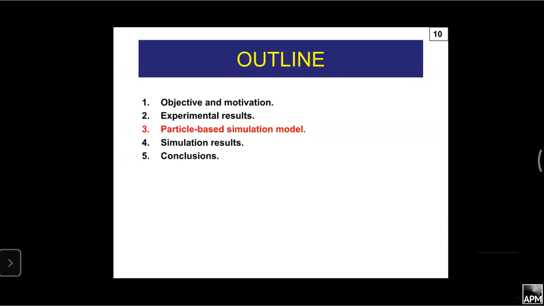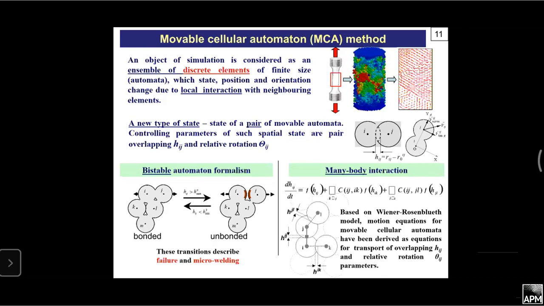And then we turn to the simulation results. Numerical simulation part. I want to say that we used the numerical method of mobile cellular automaton. This is one of the discrete element methods. In the framework of this method, an object of simulation is considered as an ensemble of discrete elements of finite size which can interact with each other. The main feature of this method is the many-body interaction. Many-body formulation of interaction between discrete elements.